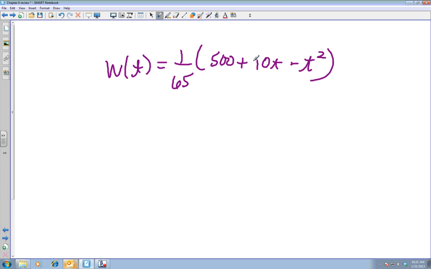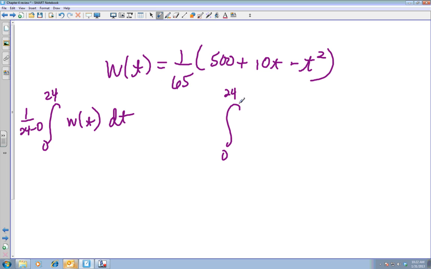And if I said, give me the average number of gallons that flows through this in a 24-hour period, okay, the average would be 1 over b minus a. So if I'm looking at a 24-hour period, I would say 1 over 24 minus 0 of that. That would give me the average value. Okay, and I could stick this in the calculator if I wanted. If I said use the model to approximate the total number of gallons that flowed through that pipe, I would just do from 0 to 24 of that function.